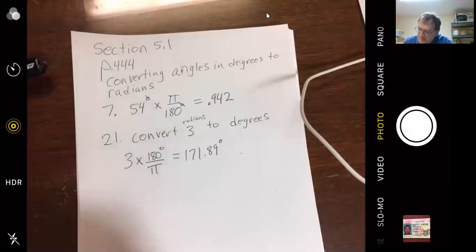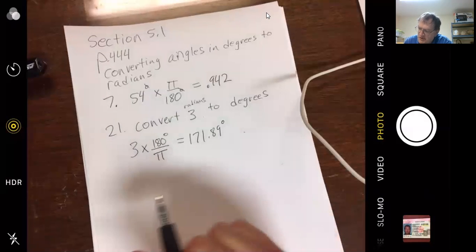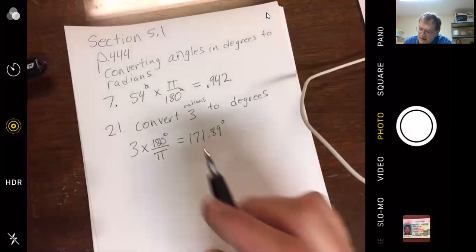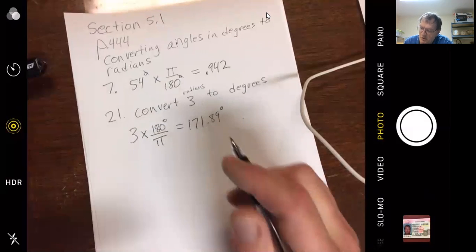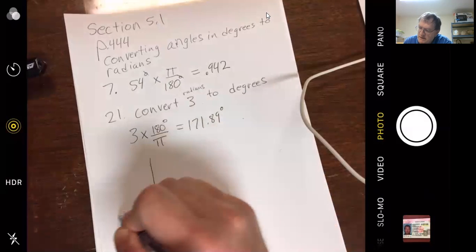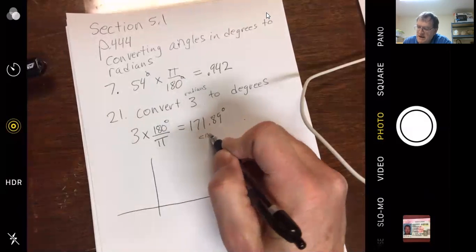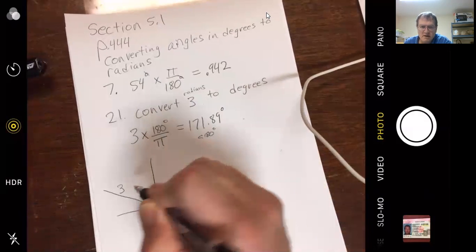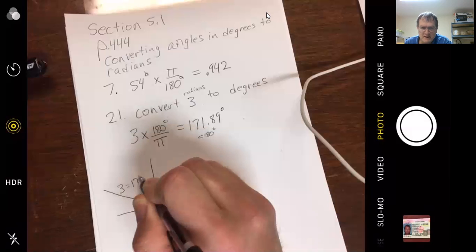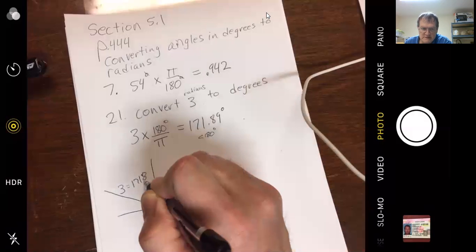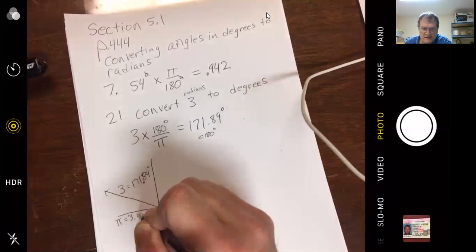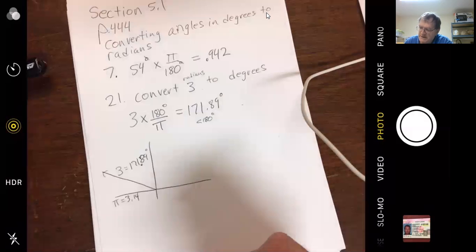I'll draw both pictures. See how that's just short? That's less than 180 degrees. So 3 being equal to 171.89 degrees is here. This is pi at 3.14. This is in radians. 3 radians.